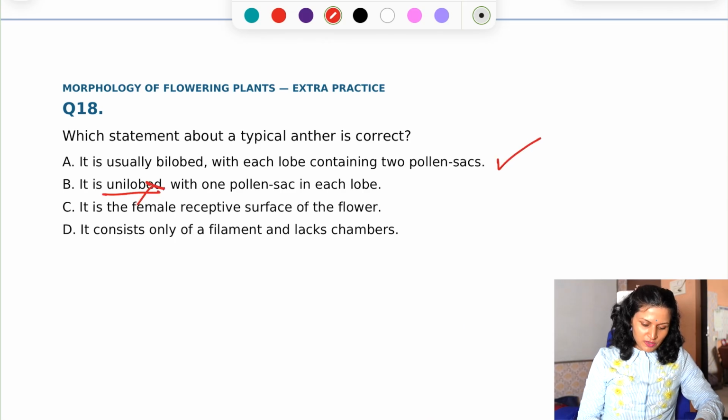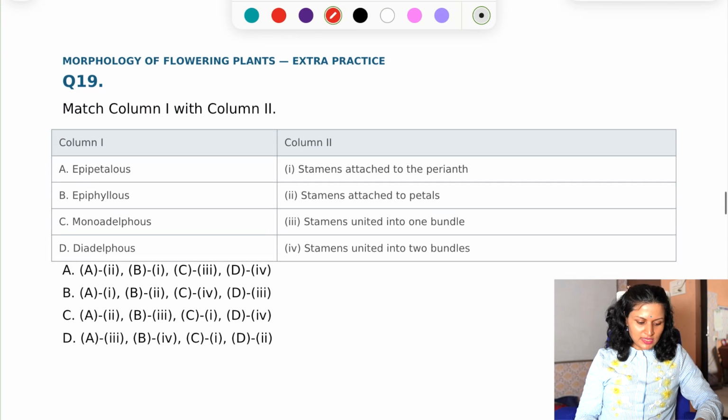This is wrong. It's the female receptive surface of the flower. No. It's the male parts. It consists of a filament and lax chambers. This is false. Question 18, option A is correct. Next, question number 19.